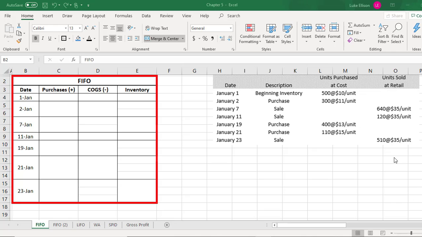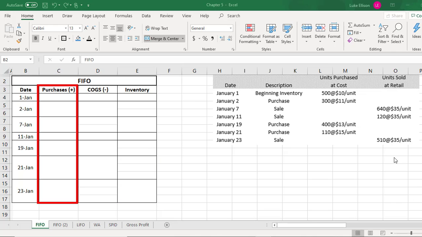There are three columns I will be filling out. First, we have purchases, which we will use only when the company purchases new inventory. I have a plus sign here because new purchases add to our inventory. The next column is COGS, or cost of goods sold, and we will use this column anytime the company sells some of its inventory. I have a minus sign here because sales subtract from our inventory.